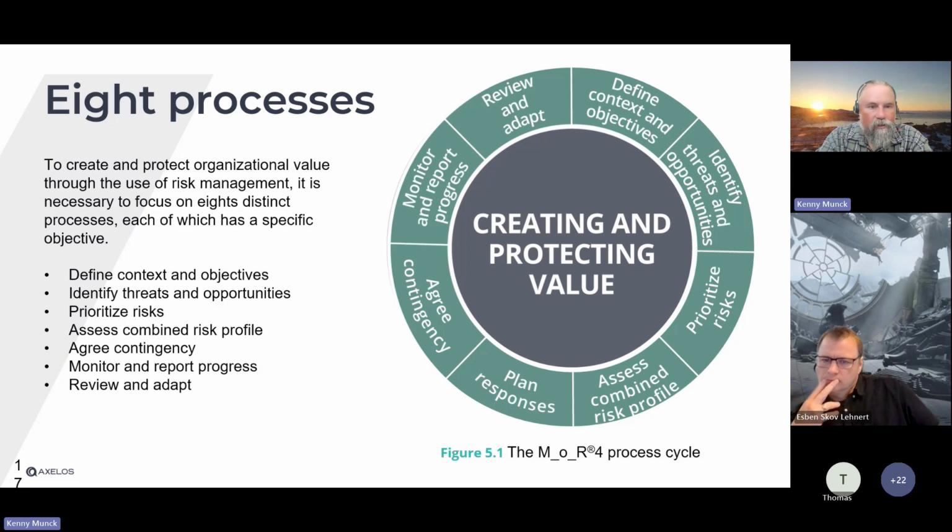Agree on contingencies. So what do we need to do? This is where the value proposition is really important, because we might have ways of dealing with them, but it's quite cumbersome, quite expensive, and takes a long time. So we might opt to not do anything, but that's a decision that we then need to make transparent. Then monitor the progress, and review and adapt your whole approach. So it's not new physics or new revelations. It's more like, let's make sure that we have a common understanding.